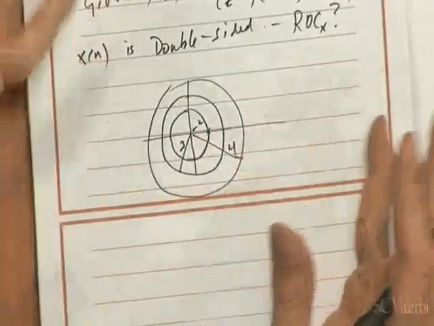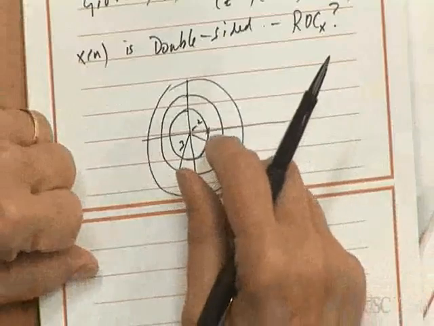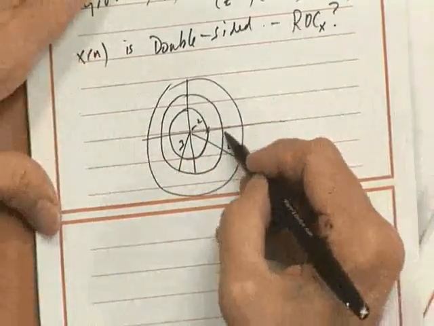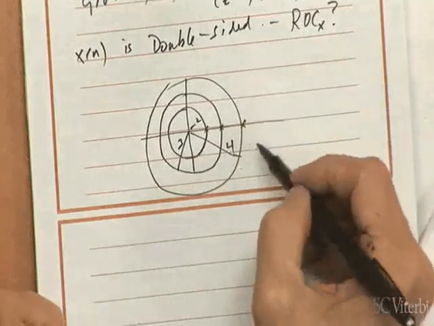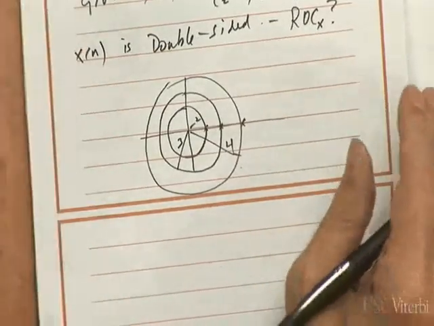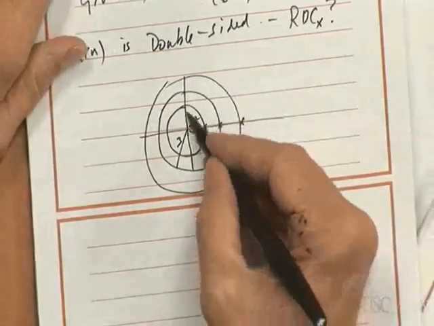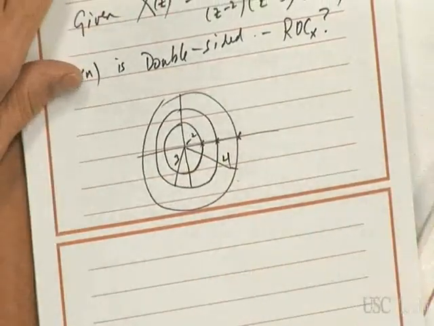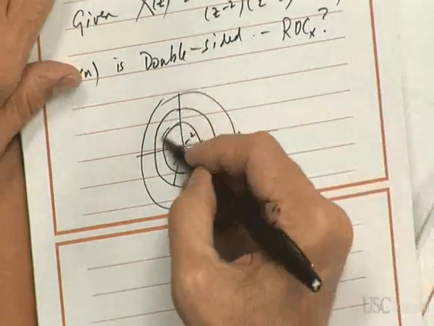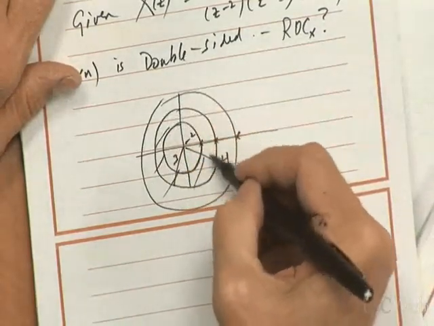The region of convergence can't include poles. So there are poles here and here. You can't be exterior to this or it would be right-sided. I clearly said it's double-sided. It can't be interior or it would be left-sided. And again, I clearly said it's double-sided. So it could be this, right?